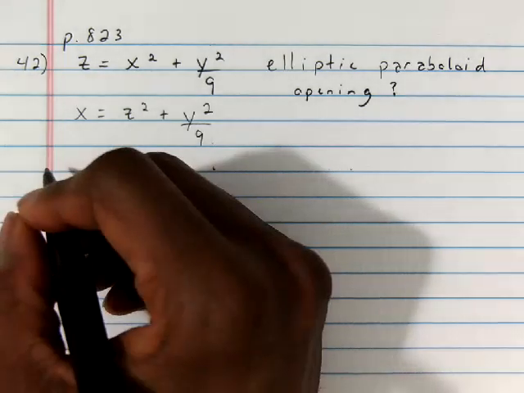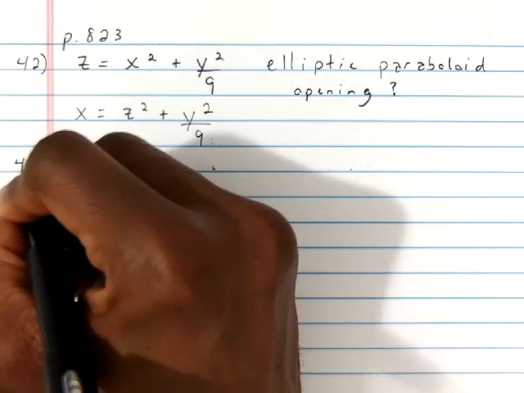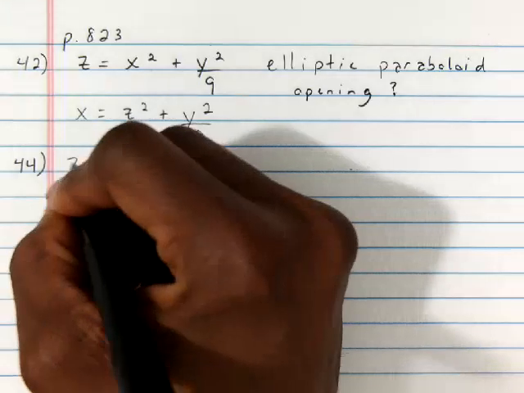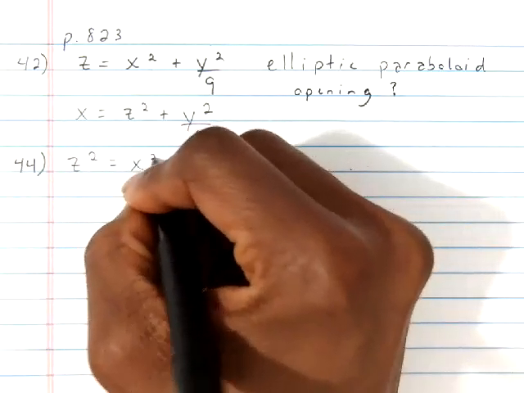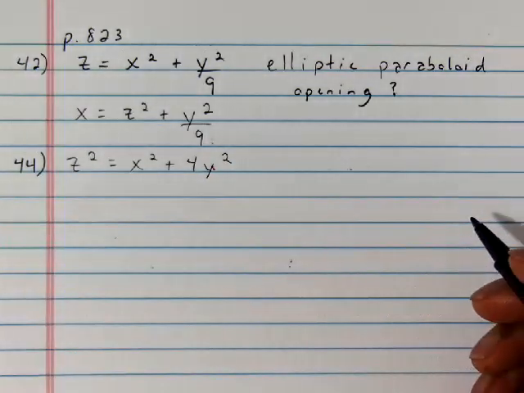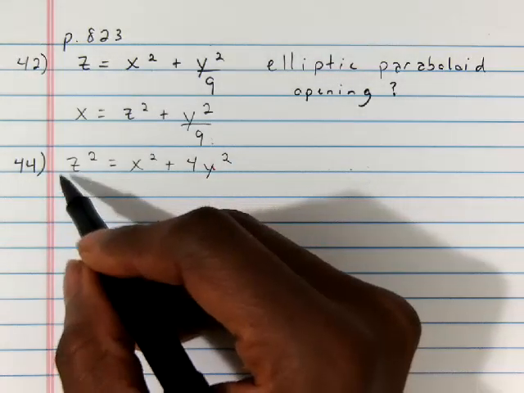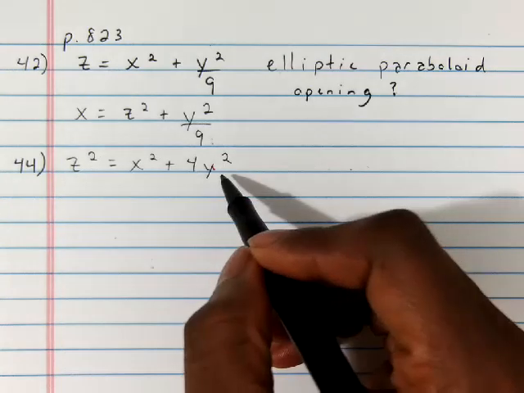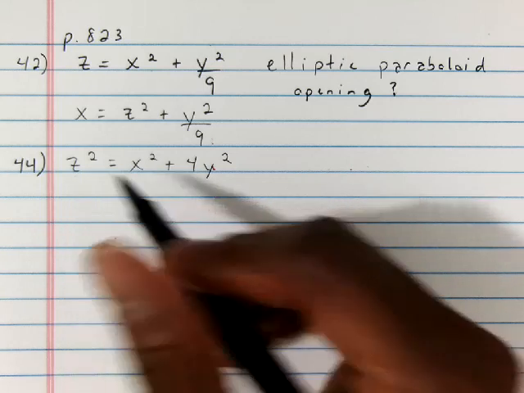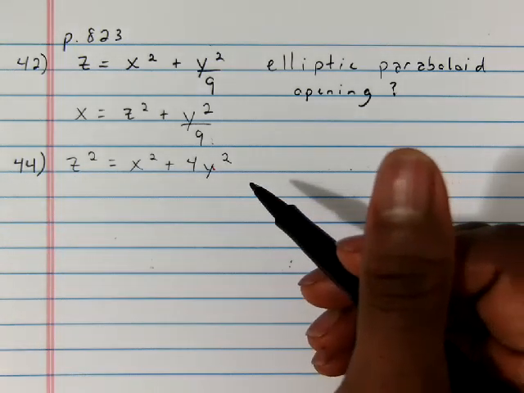So let's look at the next one, number 44. We have z squared equals x squared plus 4y squared. So here, if I plug in, say for instance, z equals 1, I would get an ellipse. So I could see that it would look like ellipses. Or if I put in z equals -1, I also would get an ellipse. So I can see that there are ellipses there.